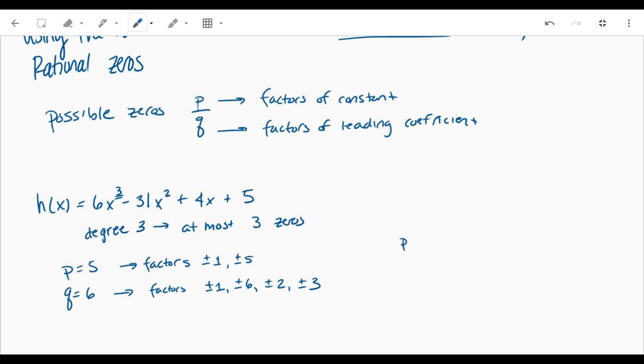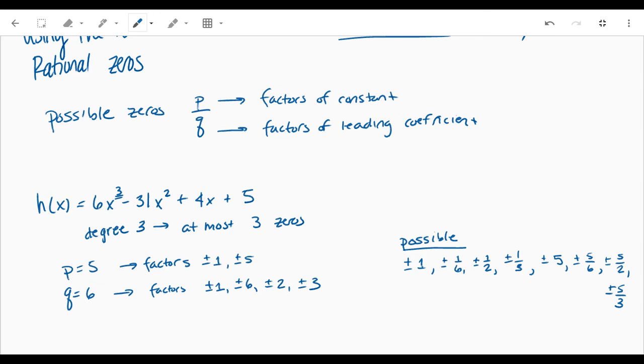So our possible zeros would be all the p's over q's. So positive negative 1 over 1, positive negative 1 over 6, 1 over 2, 1 over 3, or positive negative 5 over 1, 5 over 6, 5 over 2, and 5 over 3.